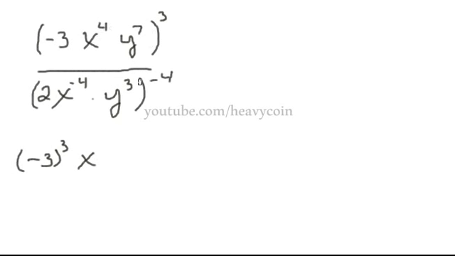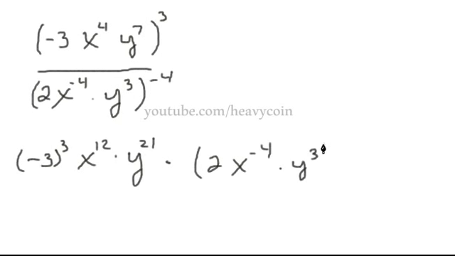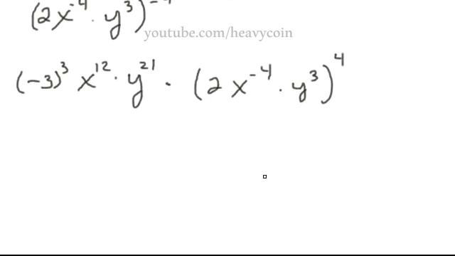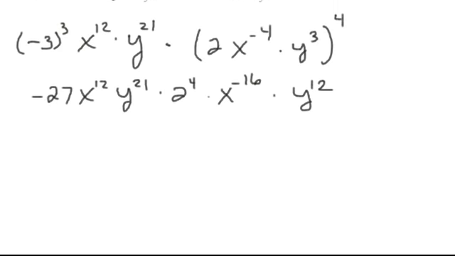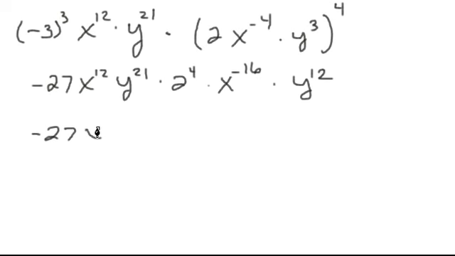So we multiply exponents. 4 times 3 is 12. Y to the 21st, right? 7 times 3 is 21. And bringing this stuff up into the numerator, this is going to be 2x to the negative 4 times y to the third, and it's all raised to the positive 4 because we brought this whole thing up here. Okay, negative 3 to the third is going to be negative 27, x to the 12th, y to the 21st times, and 2 raised to the fourth times x. Negative 4 times 4 is negative 16, and y to the 12th. 3 times 4 is 12. What a mess. Negative 27, x to the 12th.